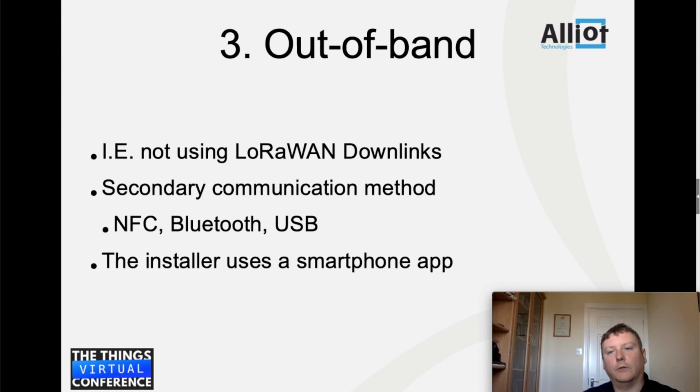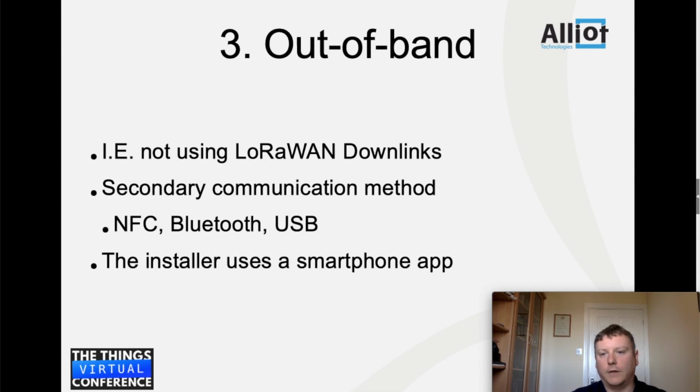So the next thing I'm going to talk about is out-of-band provisioning. This is essentially where you can set and change the keys on a device, but you're not doing it using LoRaWAN downlinks like we just demonstrated there. We're doing it via some other mechanism. So this requires that the device has some other means of communicating with it. There are various examples of this that I've seen used. NFC is quite a common one.